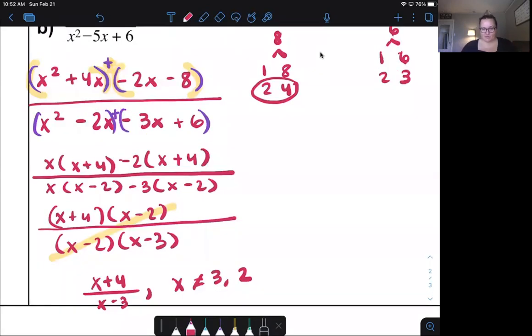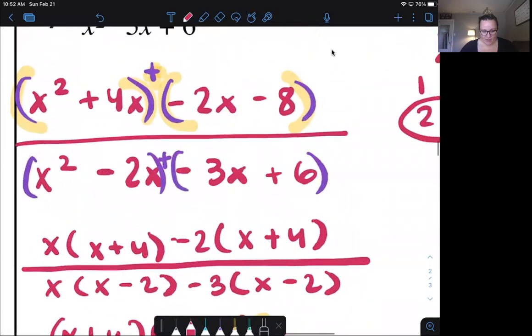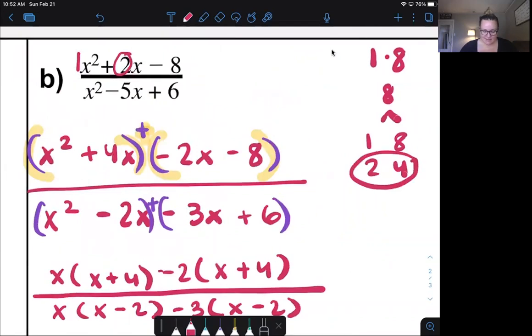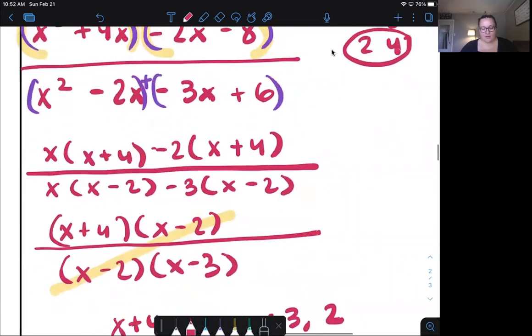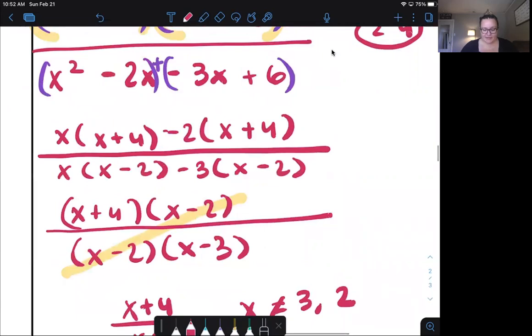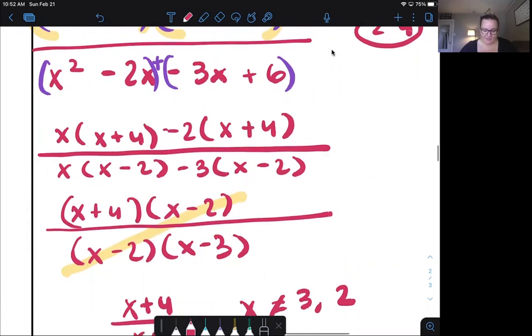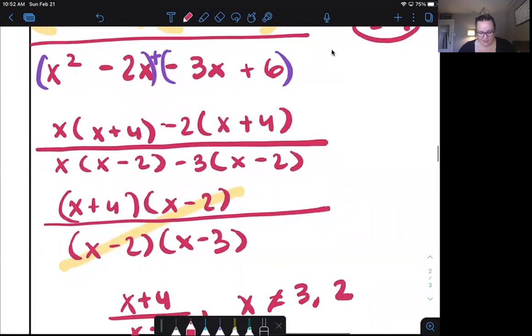All right, let's talk about what I did here. So I expanded -5x as -2x and -3x. Put my parentheses around the first 2 terms, the second 2 terms, plus sign in between. Again, I'm just reminding you how to factor by grouping in case you don't know how to factor in your head. So I brought out an x from the x squared and the -2x. I brought out a -3 from the -3x and the 6. And then I got x minus 2 times x minus 3 in the denominator.